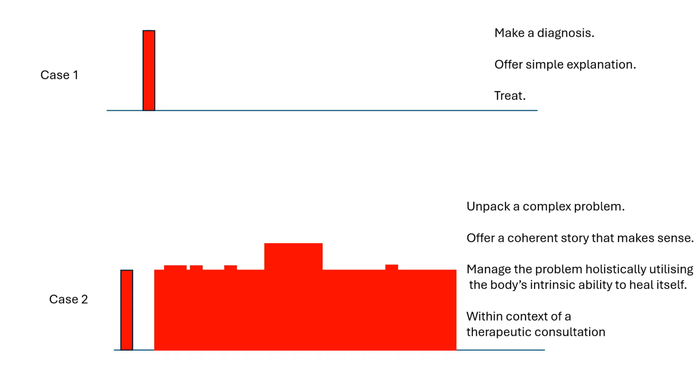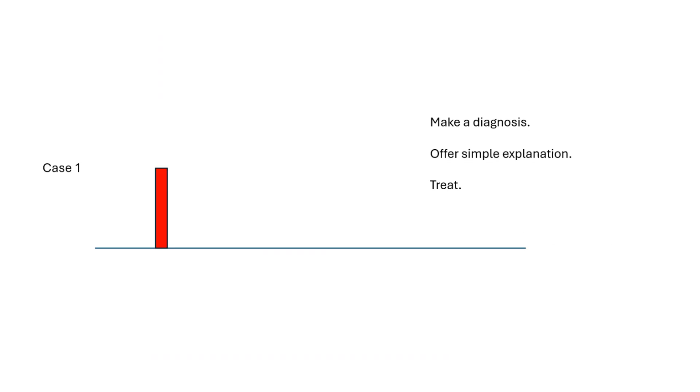In the first case, the new headache, we need to make a diagnosis, exclude a serious secondary pathology, offer a simple explanation, and treat appropriately. In the complex headache case, we need to unpack a complex problem, offer a coherent story that makes sense to the patient, and manage the problem more holistically, utilising not only the best that medicine can offer, but also the body's intrinsic ability to heal itself. And this sits within the context of a therapeutic consultation. So let's start with case one, the simple and new presentation.